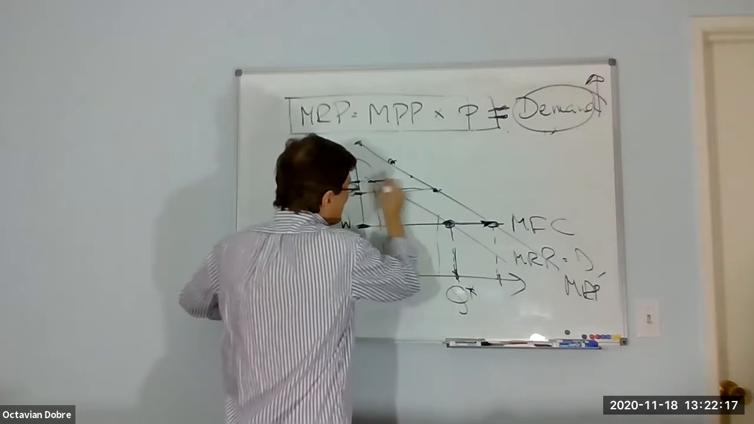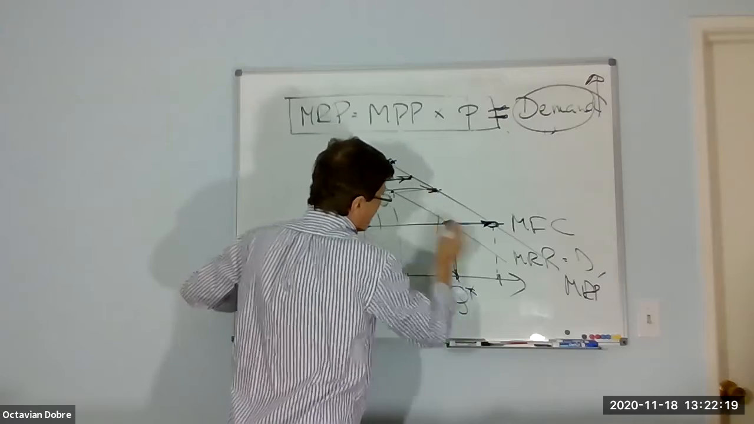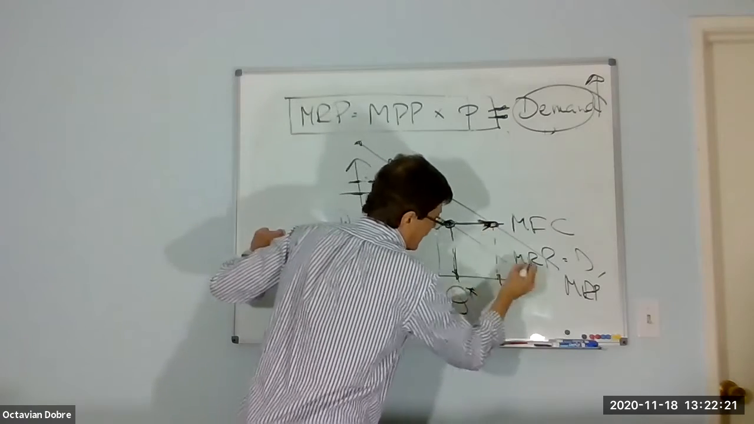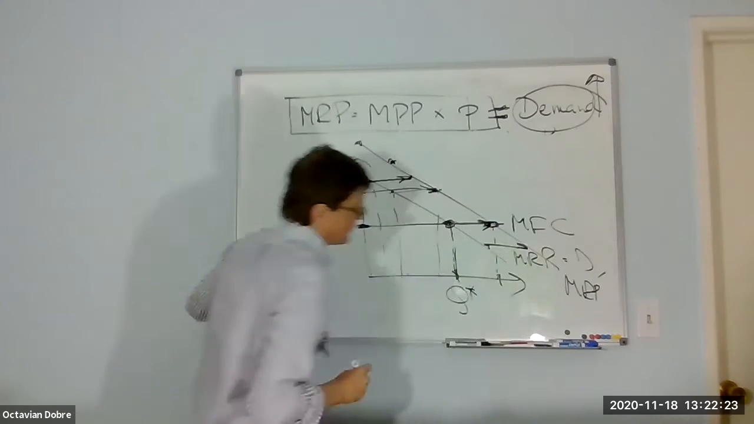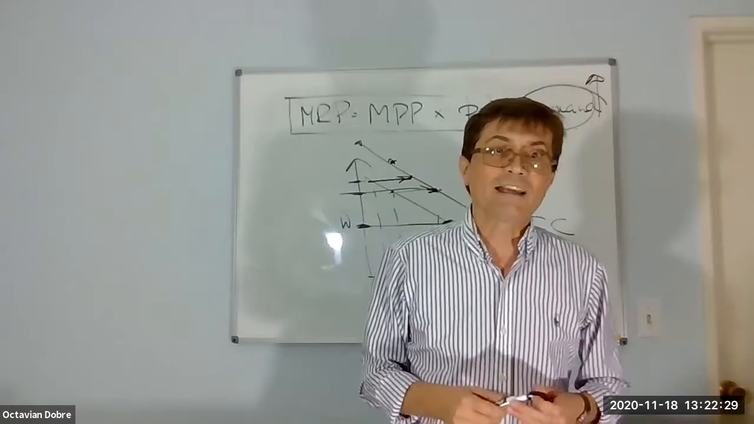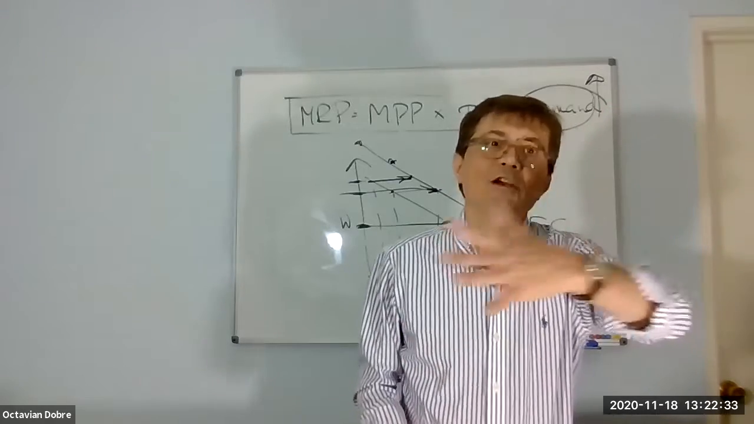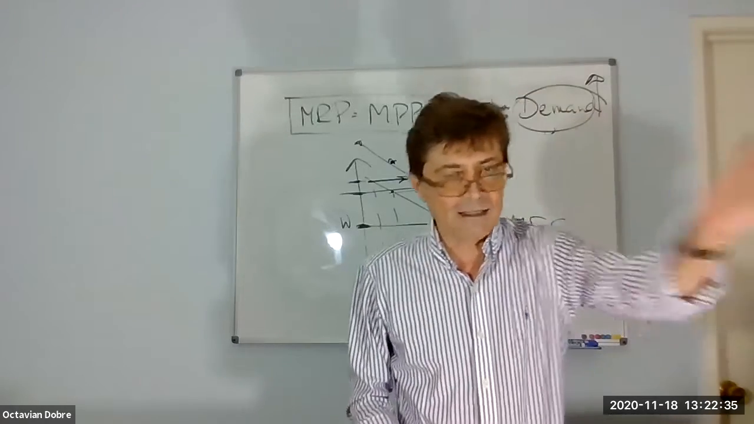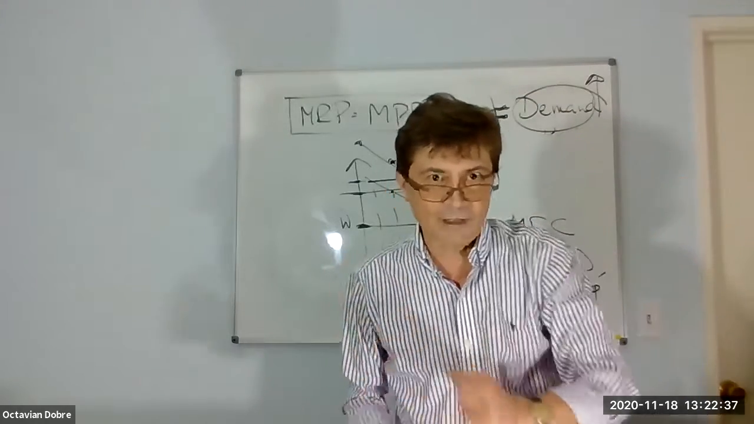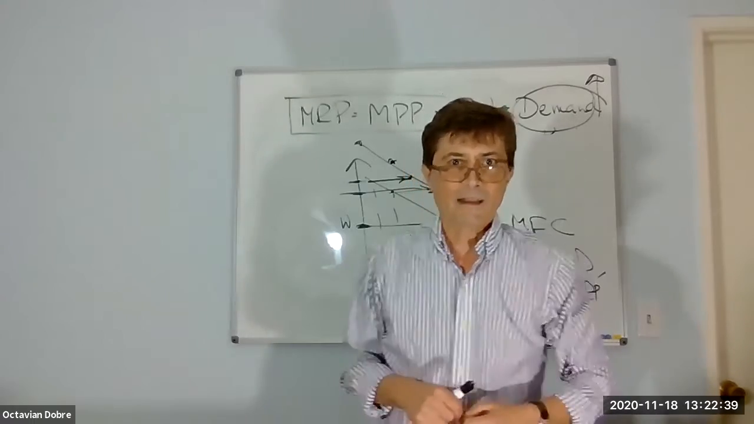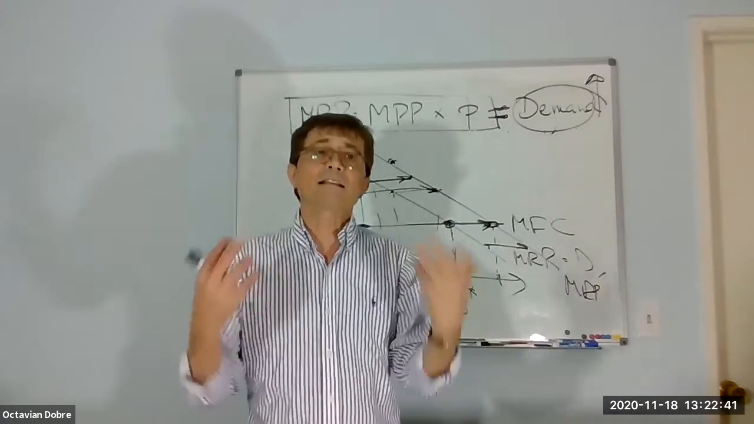So what has happened to the demand curve? What has happened to the demand for labor? It has shifted to the right. Exactly, which represents an increase in the demand for labor. Because remember, an increase in the demand, you shift to the right, a decrease in the demand, you shift to the left.